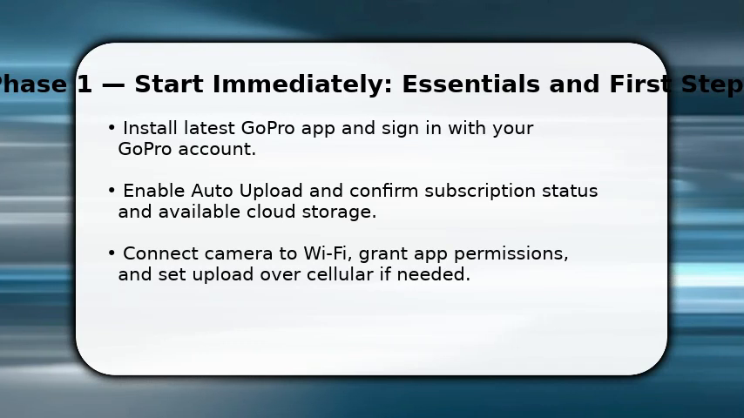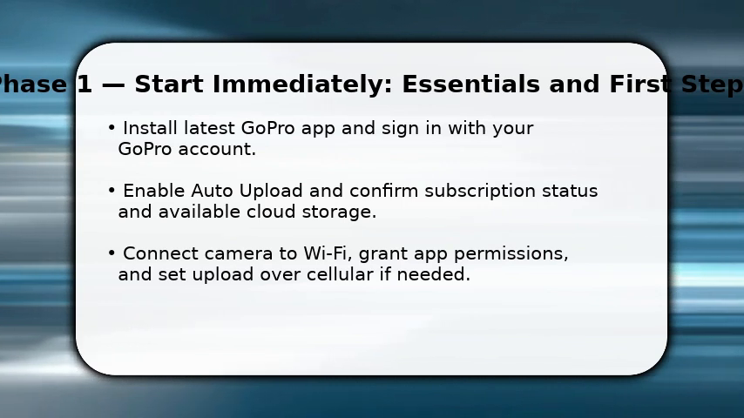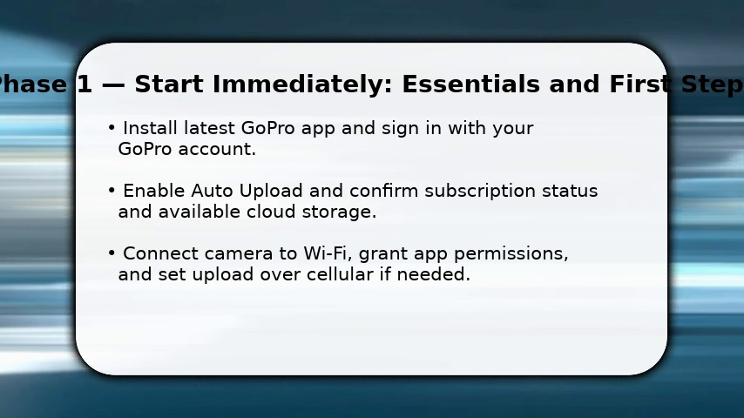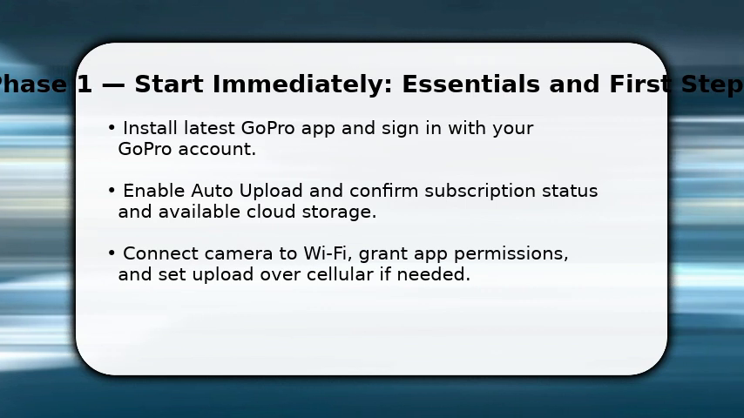Enjoy the video. You start by signing into the GoPro app and enabling auto upload so your footage moves to the cloud automatically. Make sure you confirm your cloud plan and available storage. Once done, connect the camera to a reliable Wi-Fi network and permit the app to access photos and media. If you need uploads on the go, toggle cellular uploads. Be aware of data use. These first steps ensure your clips enter the queue immediately and prevent lost footage later.